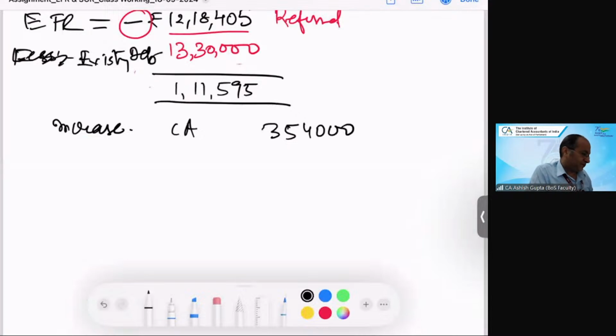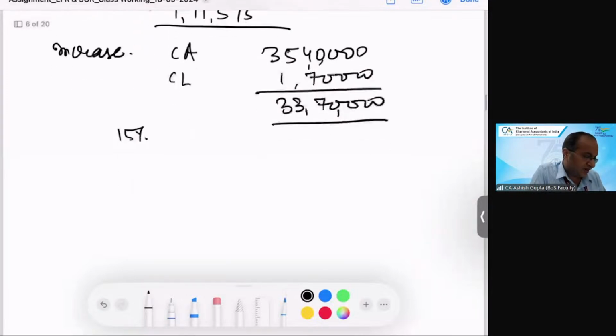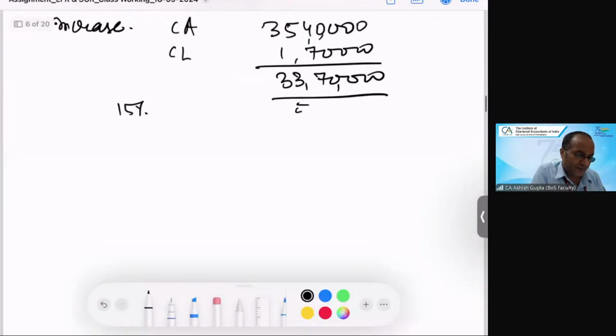Overall our current assets were 35 lakh 40,000. Our current liabilities were 1,70,000. So this was our working capital. Now there is a 15% increase in working capital, so the increase comes to 5 lakh 5,500.